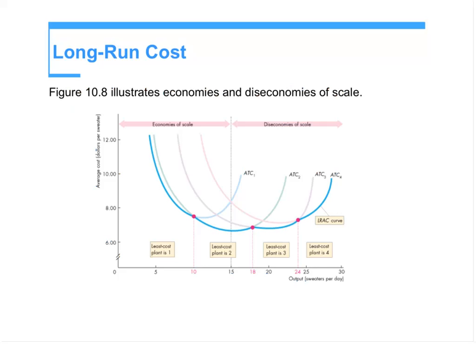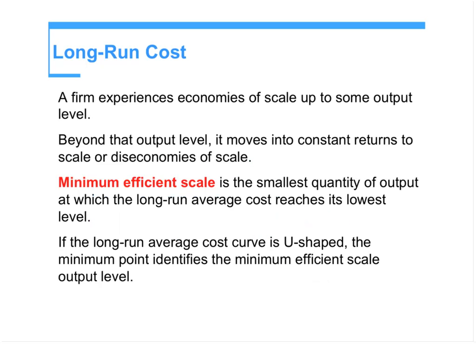Because as you can see, in the first, the average total cost is decreasing. So you are at the right part on economies of scale. But on the second, the right-hand side, you see that the average total cost is increasing. So that's not a good sign. In the long run, the firm experiences economies of scale up to some output level. Beyond that output level, it moves into constant returns to scale or diseconomies of scale. So you don't want to get to diseconomies of scale.